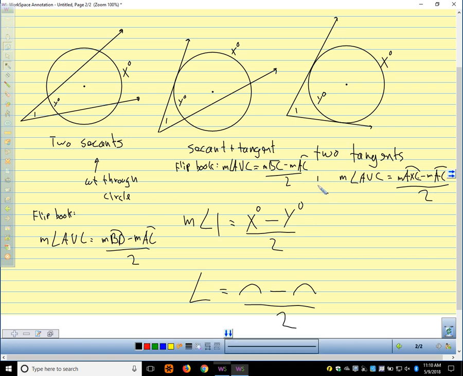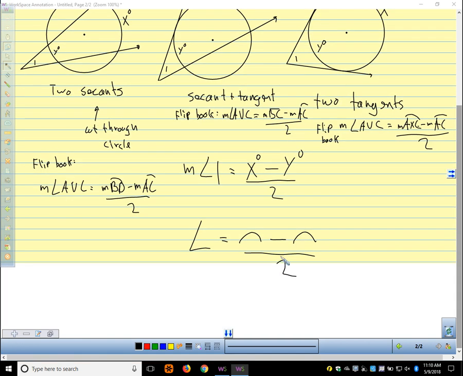And on all of those, you don't have to write it over and over, but you might want to give yourself a reminder that for those three, the vertex is outside the circle, and the little symbolic way to think of it is the angle is the arc minus the arc divided by 2. So that's how it works for all three of those cases where the vertex is outside the circle.